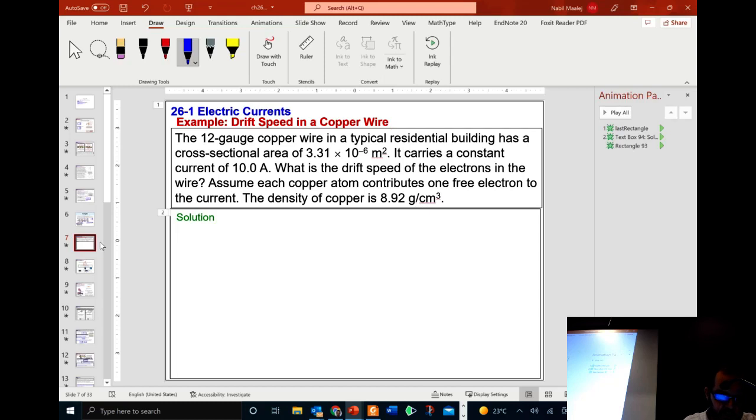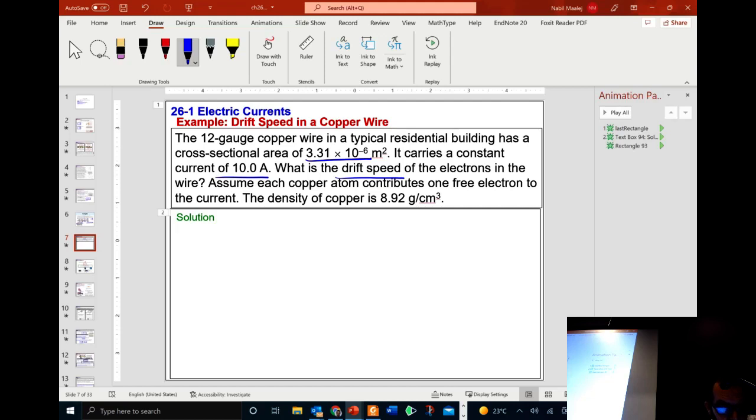Okay, let's do this example together. A 12-gauge copper wire in a typical residential building has a cross-sectional area of 3.31 × 10^-6 meters squared. This is the area. It carries a constant current of 10 amps. What is the drift speed of the electrons in the wire?